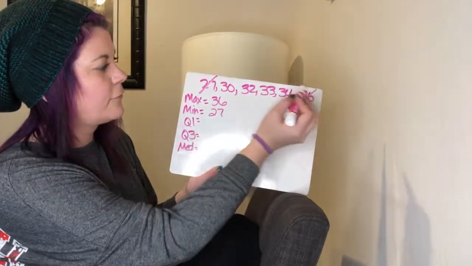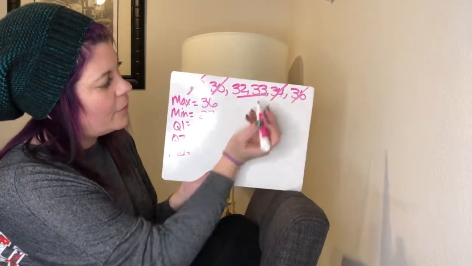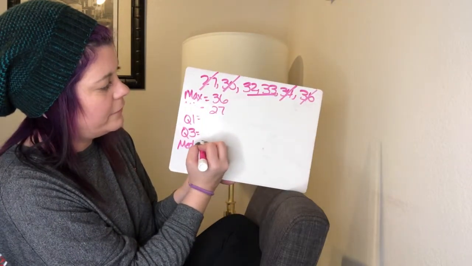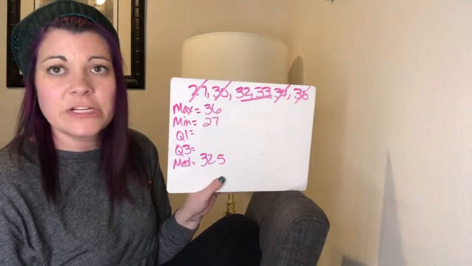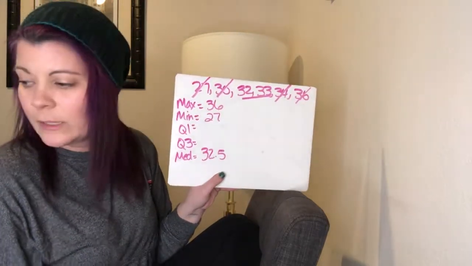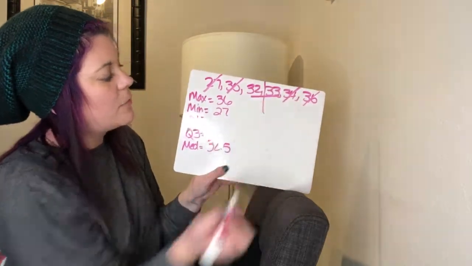Cross one off, cross one off, cross one off, cross one off. I'm finding the middle number. So the median here is going to be 32.5, because we take the average: 32 plus 33 divided by 2 is 32.5.